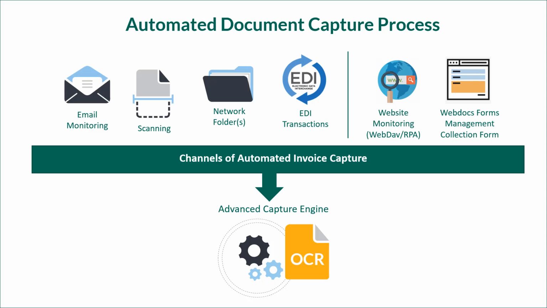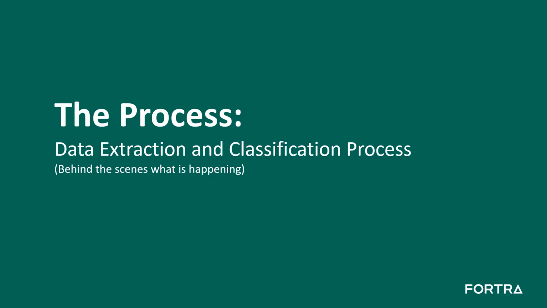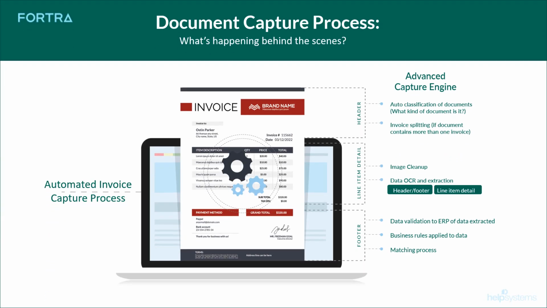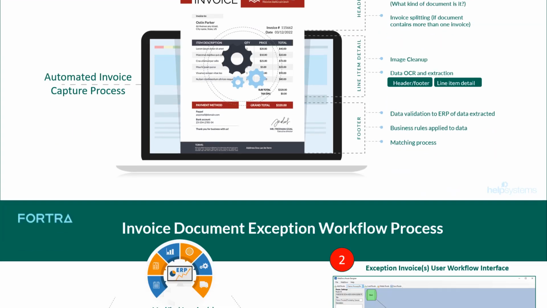Once the information is captured, the behind the scenes process picks up, and this is what I'll be showing during the demonstration. We have some documents in the system that can be auto classified, and by the classification we can do the extraction process. Or if a document comes in through a monitored email and has multiple invoices in a PDF, we can split them up. Then we're extracting data at the header, footer, and line item detail level, validating all that information, and processing with different kinds of business rules. So we do have those different methods there.